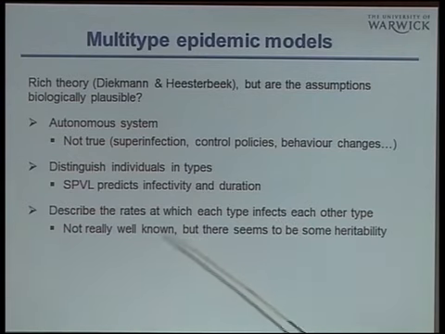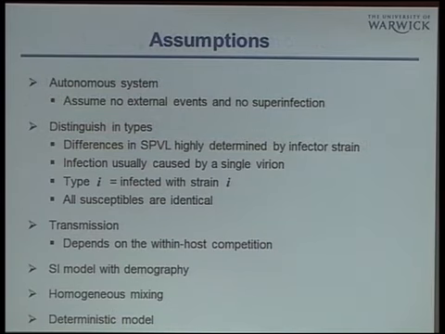Distinguishing individuals in types would be okay, because the set point viral load seems to be predicting infectivity and duration quite well, so we can assume that types are individuals with different set point viral load. And we need to describe the rates at which each type infects every other type. And this is not really well known, but there seems to be some heritability. So the assumption I make is that the system is autonomous, which I've just said is not true, but I just ignore superinfection that is shown to exist, but we don't really know how this impacted dynamics, so I just don't include it in the model, also because it's really tough. And I distinguish individuals in types based on the difference in their set point viral load.